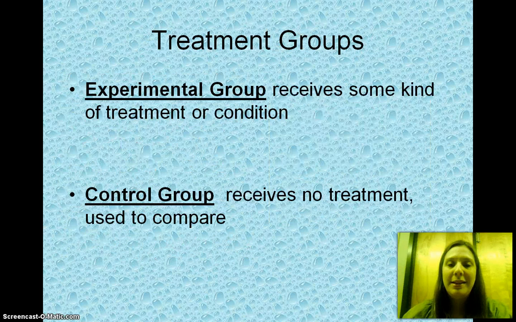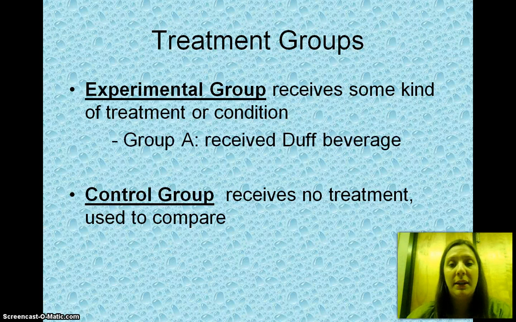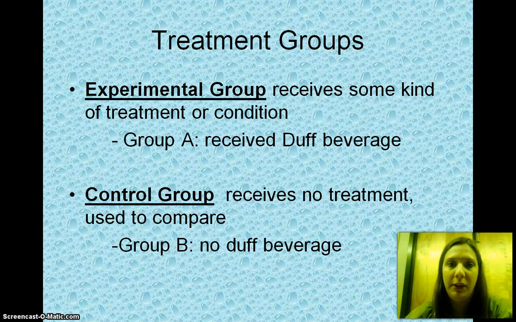Okay, so in this example, we have treatment groups, and not every experiment divides into two different groups like this, but in this example, we have the experimental group and the control group. The experimental group receives the treatment, so in this case, our treatment is the Duff beverage, so that would be Group A. And then the control group does not receive treatment. It's used as a basis for comparison, so that would be Group B, but does not receive the Duff beverage.